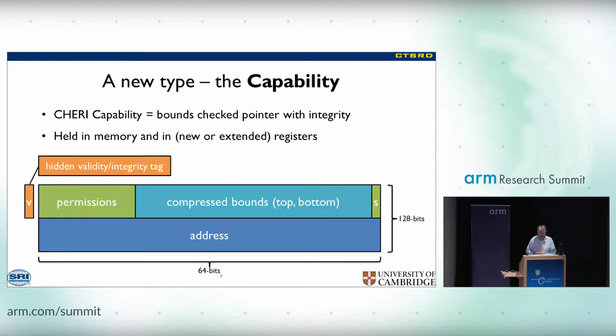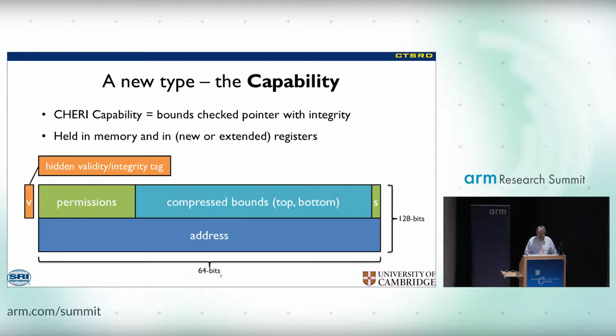We also very critically add a hidden validity tag, which we sometimes also refer to as an integrity tag. And this is absolutely critical to security properties. It means that you cannot fabricate one of these capabilities in memory. You can only derive a capability from another capability. We'll see in a minute that that's very important.